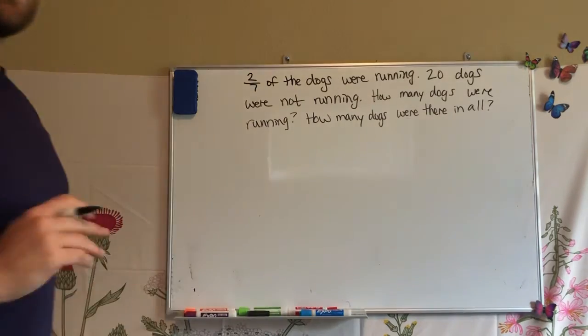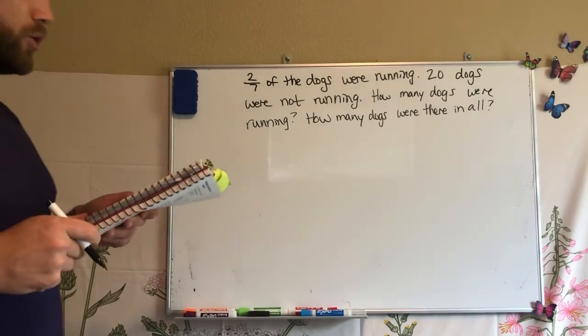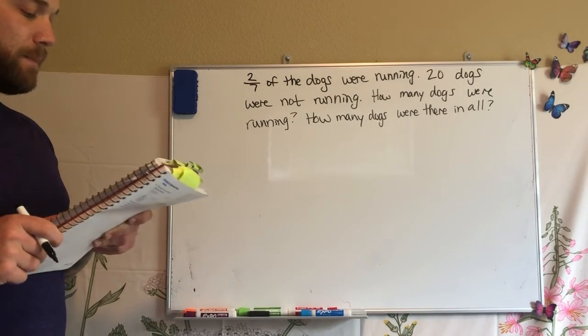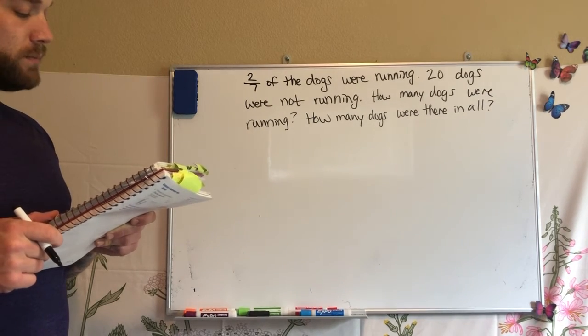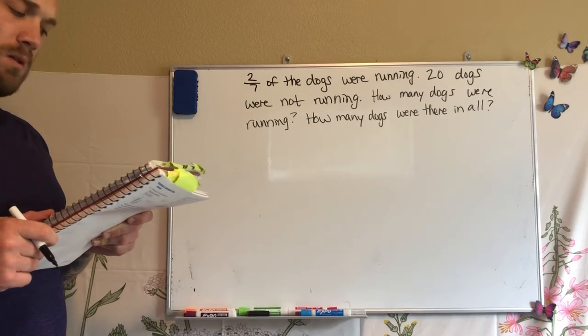So this one asks us 2 questions. 2/7 of the dogs were running. 20 dogs were not running. How many dogs were running? How many dogs were there in all?